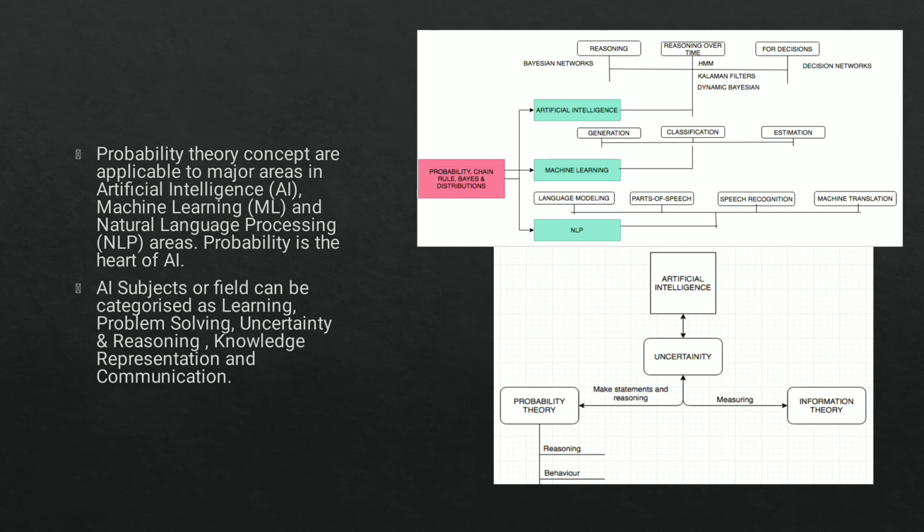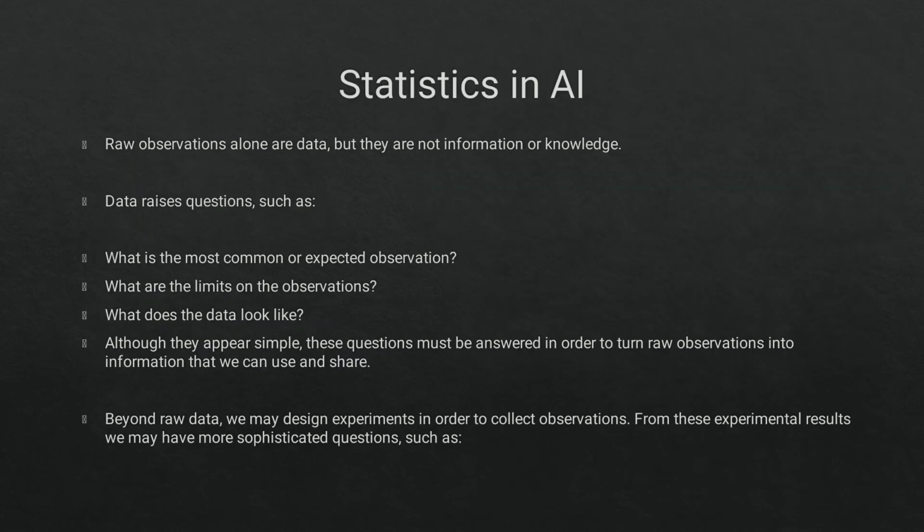Going on to the next topic, and we are coming to the last topic of our presentation, statistics in AI. Statistics is a collection of tools you can use to get answers to important questions about data, transforming raw data into information you can understand and share. Statistics is generally considered a prerequisite to the field of applied machine learning. We need statistics to help transform observations into information and to answer questions about samples of observations. Raw observations alone are data, but they are not information or knowledge.